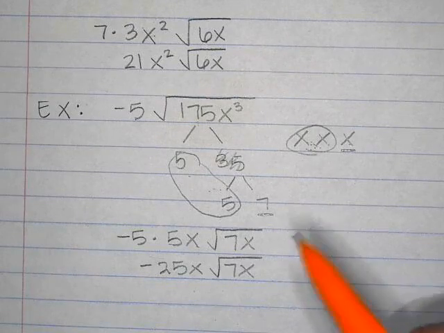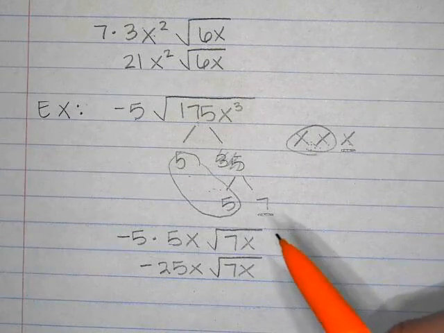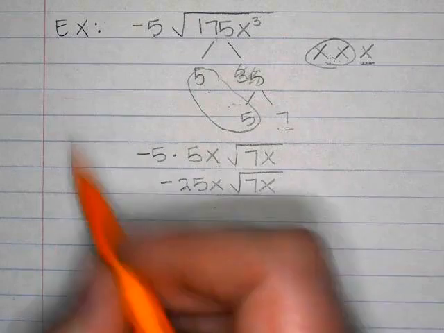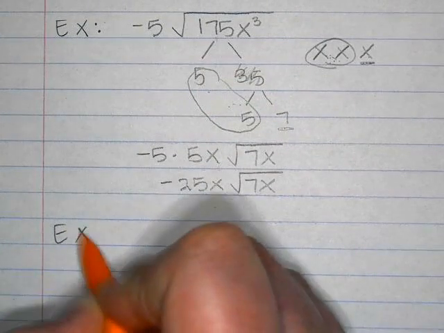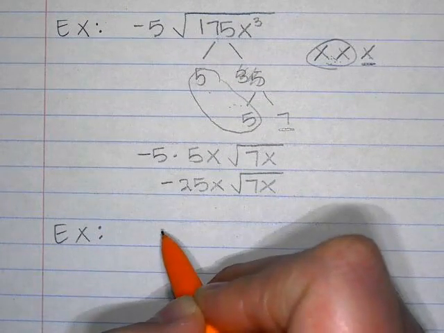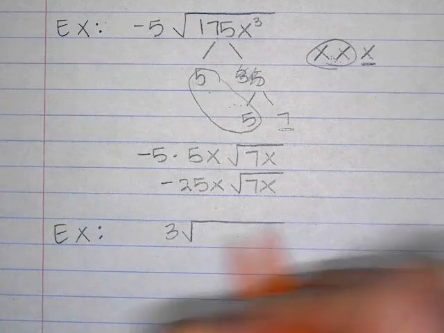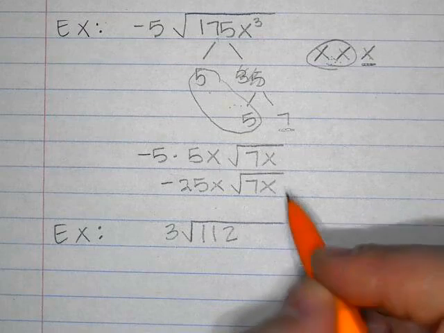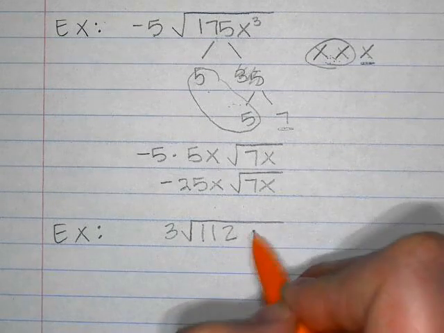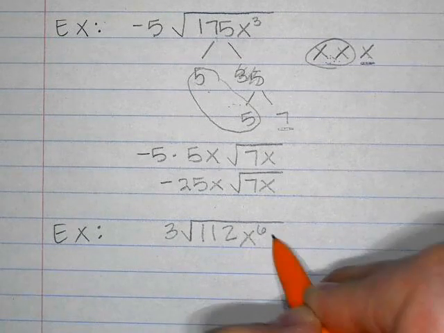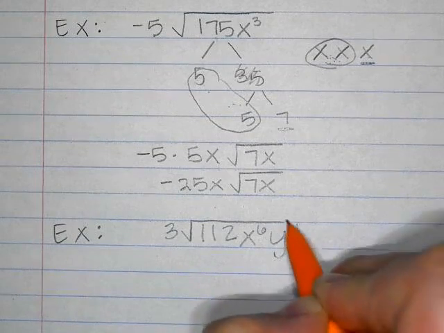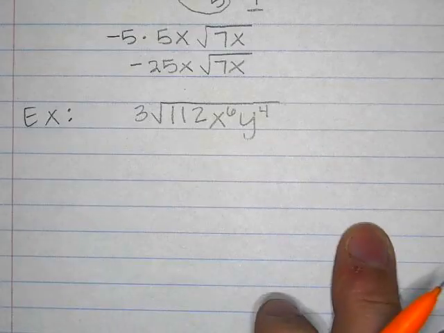Okay, let's try this one. We're going to do... Can you handle 2 variables? Anybody? Can we do 2 variables? Okay. X to the 6th, y to the 4th. Whoa, that's a little crazy. Okay, let's give it a shot.